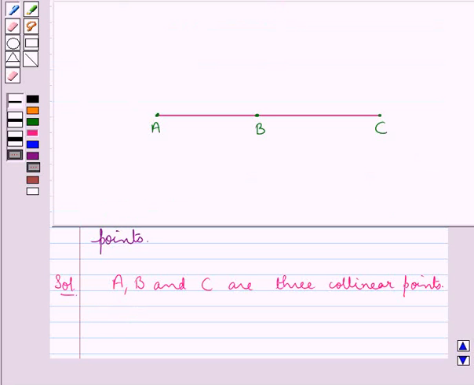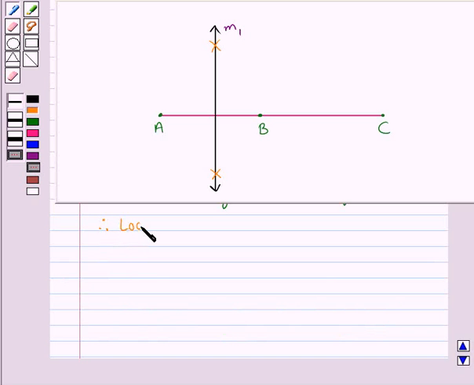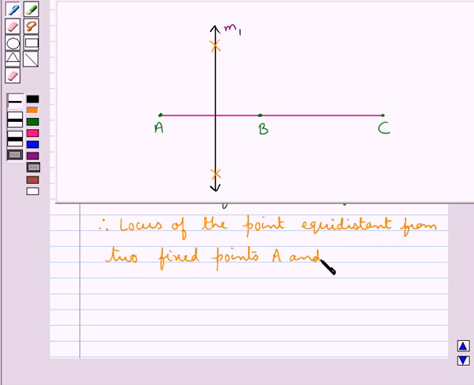So, locus of the point equidistant from the two fixed points A and B would be the right bisector of AB. Now, this line M1 is the right bisector of AB. Therefore, we can say that locus of the point equidistant from two fixed points A and B is M1, which is the right bisector of AB.